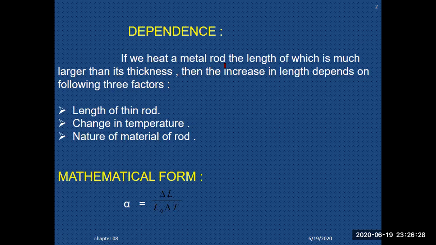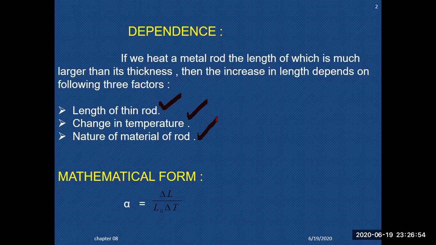If we heat a metal rod, the length of which is much larger than its thickness, then the increase in length depends upon the following three factors. Number one, length of the rod, thin rod. Number two, change in temperature. Number three, nature of the material of the rod. These are three factors on which it depends.